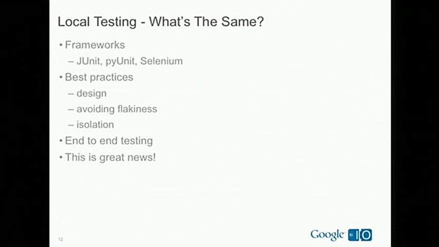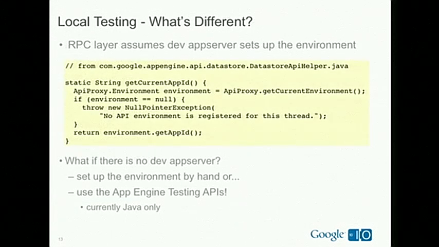Hopefully, those of you who raised your hands will agree with me that a lot of it is the same. Your frameworks apply, JUnit, PyUnit. You want to write Selenium tests. These things work. There's not a whole lot that's different. The best practices make sense as well in terms of isolation, in terms of how you're going to design your application so that it can be tested, in terms of how you're going to write your tests so that they're effective and isolated and not flaky. This is all really good news. What's different? Not a lot, but there are some interesting technical details that I want to get into.